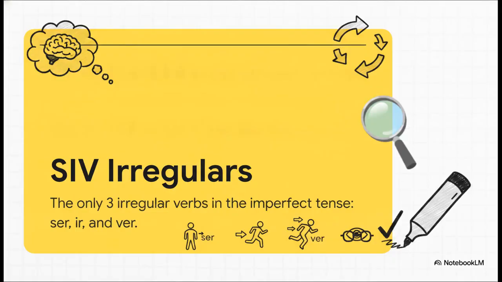Are you ready for literally the best news you'll hear in Spanish class all day? The imperfect is ridiculously easy because there are only 3 irregular verbs in the entire tense. That's it. Just 3. The whole shebang. You can remember them with the acronym SIV. Ser becomes era, ir becomes iba, and ver becomes veía. You can go ahead and forget those massive lists of irregulars you had to memorize for the preterite. The imperfect keeps things wonderfully, beautifully simple.